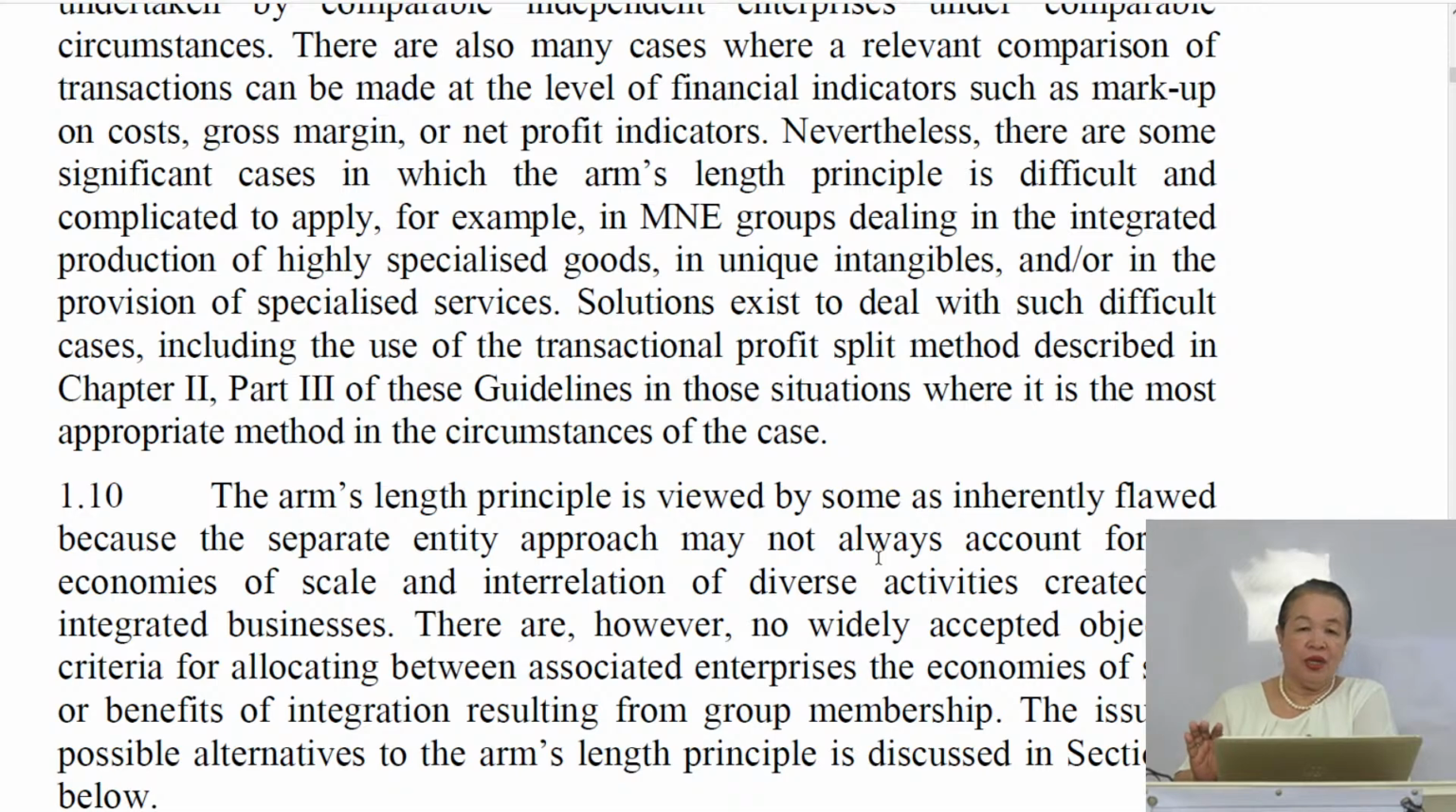Why? Because you cannot find the amount or income that should be earned by an entity, no? So mahirap yung separate entity approach. So ano na lang ginagawa? Profit split, the splitting of profit, no? And ano naman yung mahirap doon? The finding of variables in which you allocate the profit, no? As a basis of dividing the profit between the participants. So, guidelines in those situations where it is the most appropriate method in the circumstances of the case.